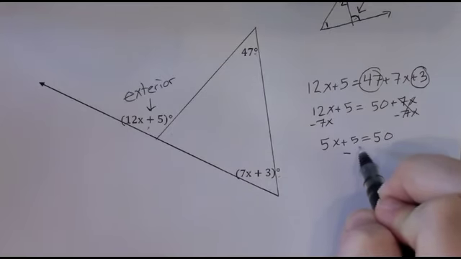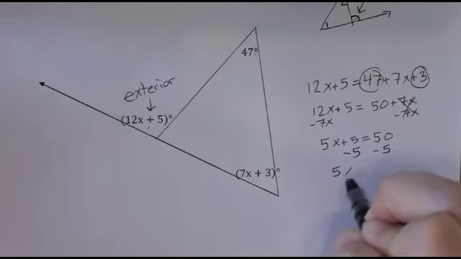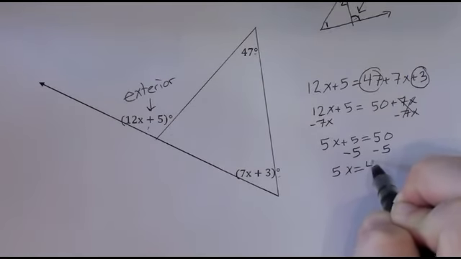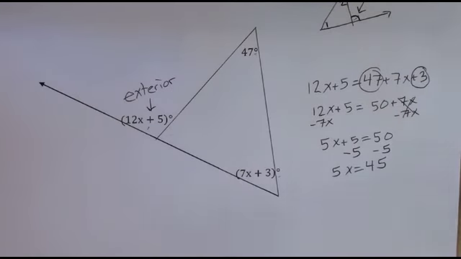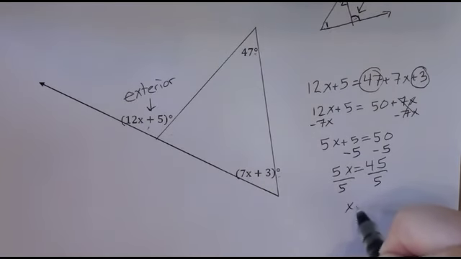Now subtract 5 from both sides. We're trying to get x by itself here. We get 5x equals 45. We're almost there. Last step, divide both sides by 5, and x equals 9.